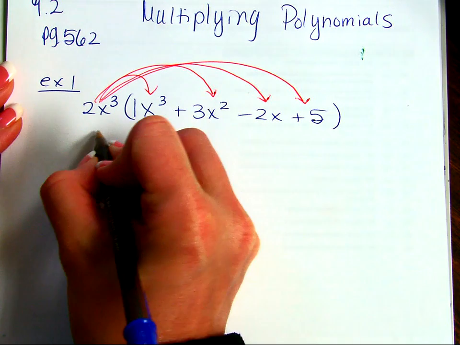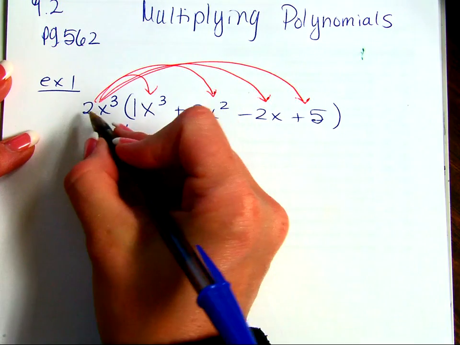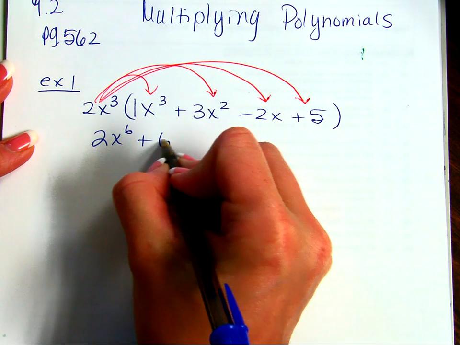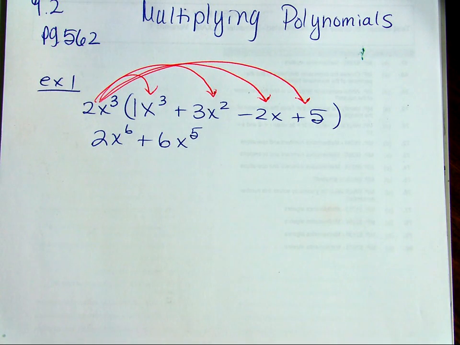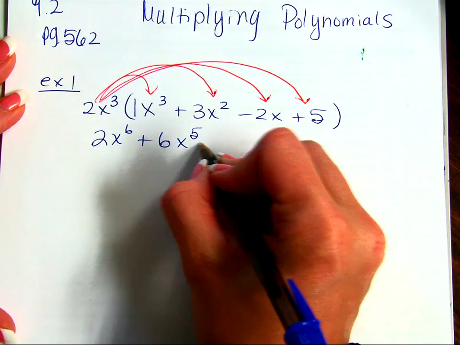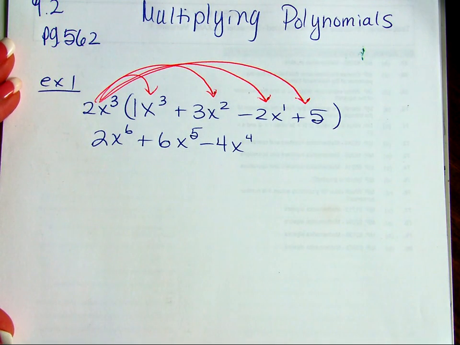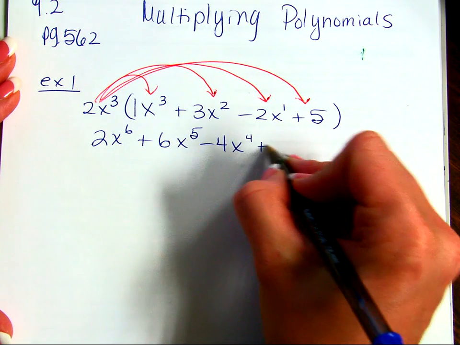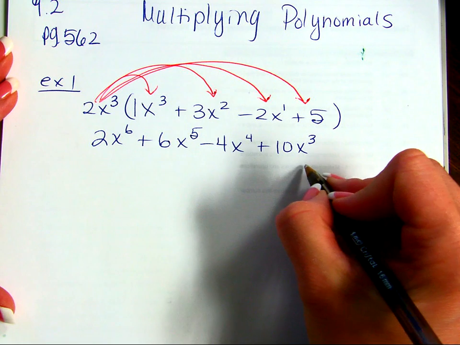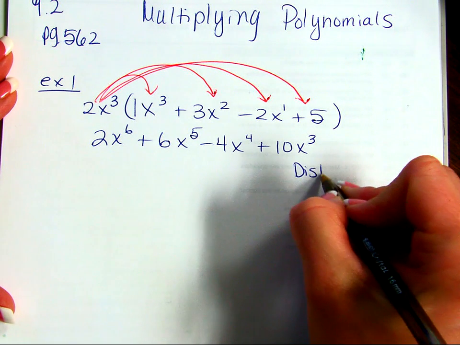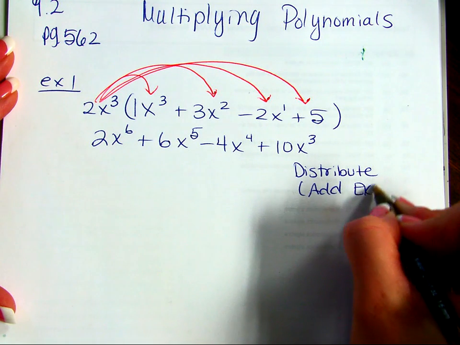So a 2x cubed times a 1x cubed is a 2x to the, you got it, to the 6th. Then 2 times 3 is 6, and 3 plus 2 is 5. This is chapter 8 exponent rules, isn't it? Okay? 2 times negative 2 is negative 4, and 3 plus 1, don't forget about that plus 1. 2x cubed times 5 is 10x cubed. That's it. Okay? So when you distribute, which means you multiply, that's when you add the exponents.